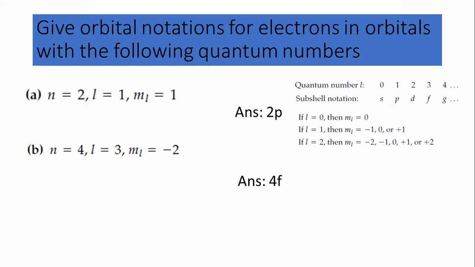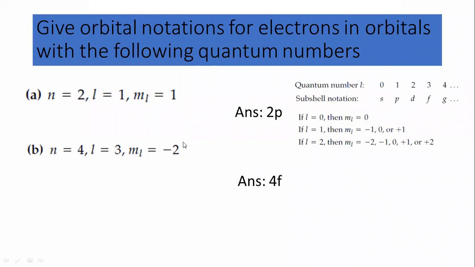It is the 4F. And why have we named it 4F? Because the principal quantum number comes first, and then you have to decide the L, and when the value of L is 3, it is called the F subshell. So that's why F is written.